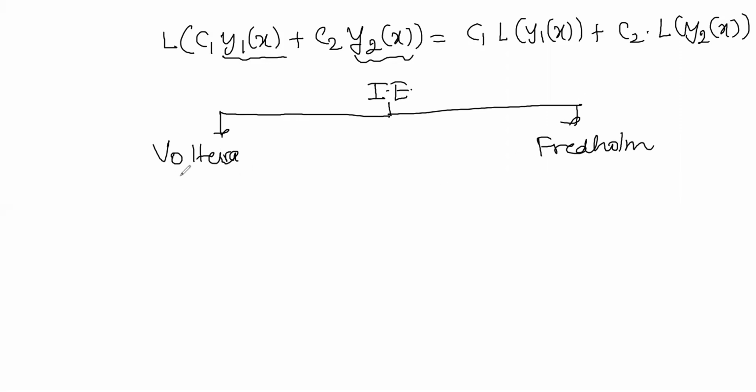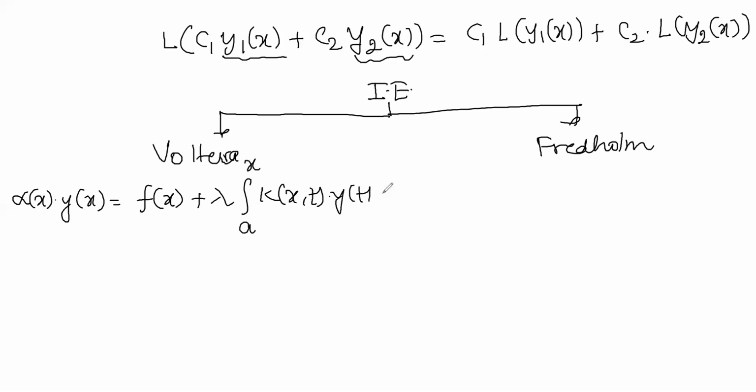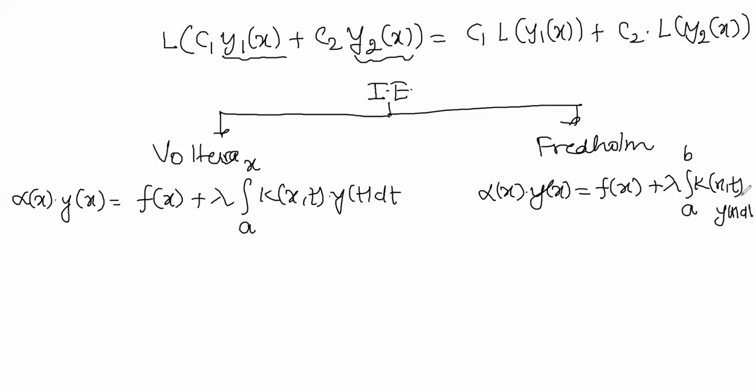Now let's see. In the Volterra, you have alpha of x times y of x equal to some f of x plus lambda times the integral from a to x of k of (x, t) times y of t dt. And in Fredholm, just by looking at this quantity, you can easily make out when an integral equation will be Volterra and when it will be Fredholm. It's just k of (x, t) times y of t dt.